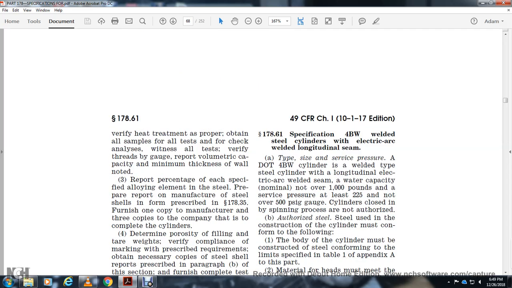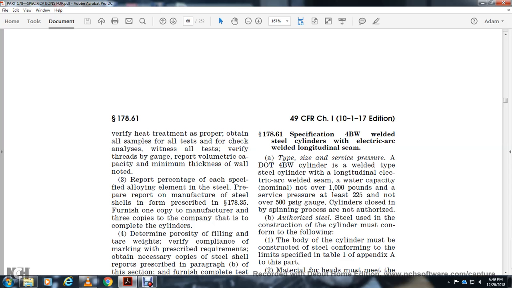178.61 Specification 4BW welded steel cylinders with electric arc welding, longitudinal. Type, size, and service pressure for the DOT 4BW cylinders. Well, the type of seals over the longitudinal electric arc. The water capacity not over 1,000 pounds, but the service pressure at least 225, but not over 500 psi gauge.